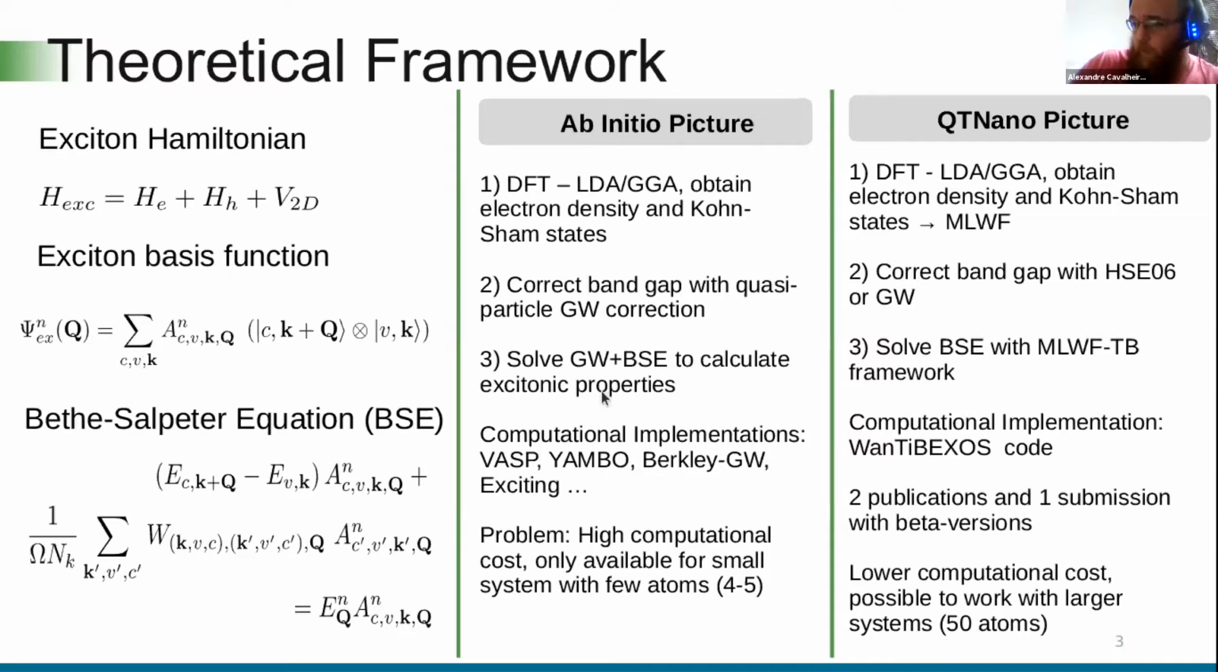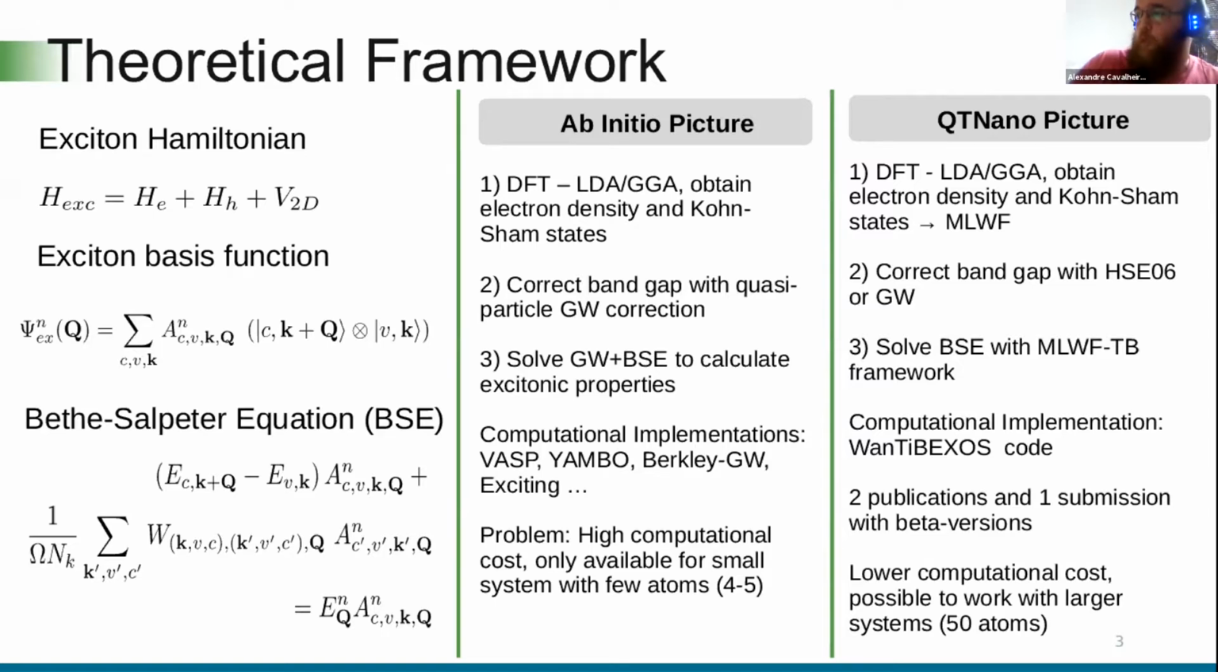The problem of this picture is that the computational cost is very high. So if you look at the literature now, you only see works performing this calculation for small systems with around 4 or 5 atoms. And that's a problem, as a lot of crystals can't be represented with so few atoms.